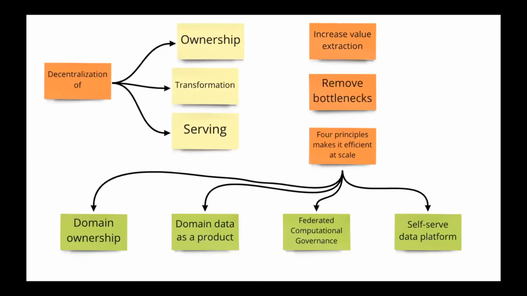Okay, so to summarize, what is the data mesh? Data mesh is a decentralization paradigm. It tells you that you should decentralize ownership, transformation, serving. And it aims to increase value extraction out of your data by removing the bottlenecks. And the way to do it efficiently at scale is by applying 4 principles: domain ownership, domain data as a product, federated computational governance, and self-serve data platform.